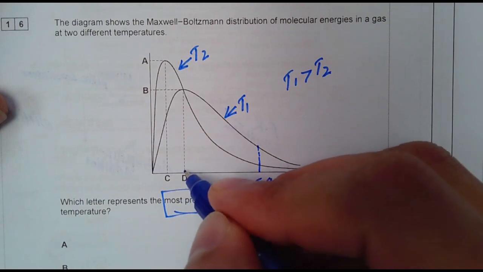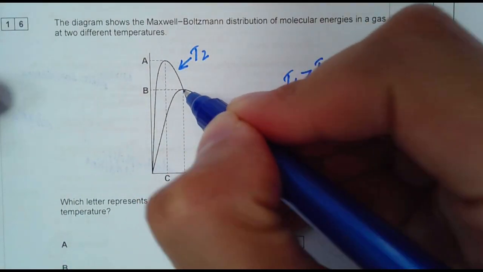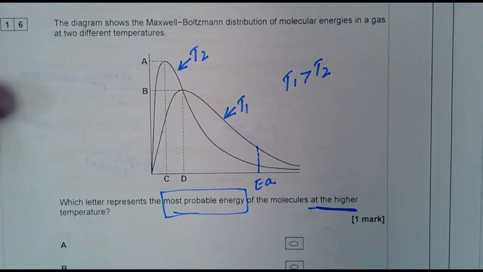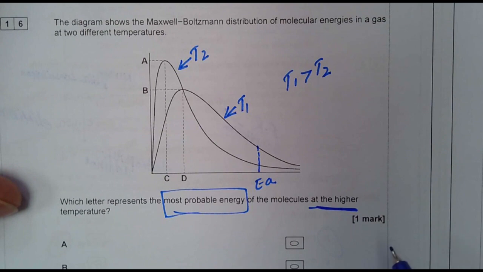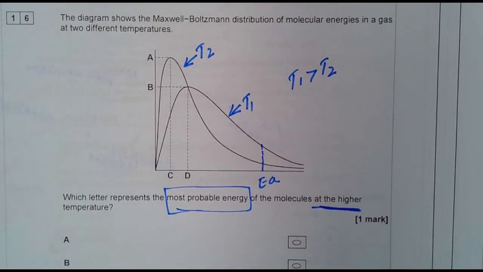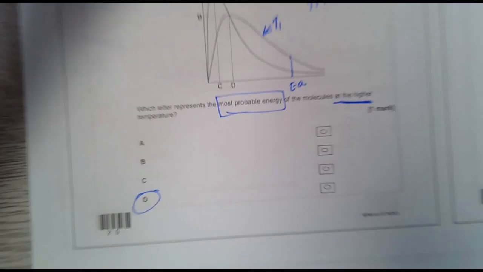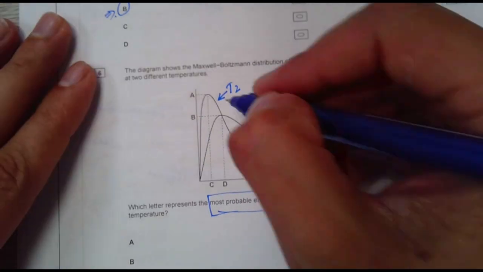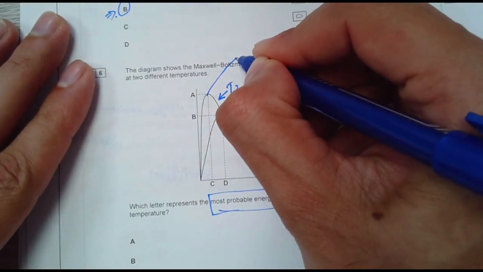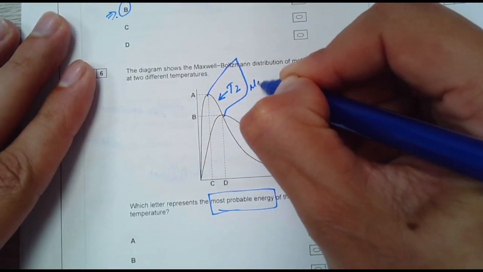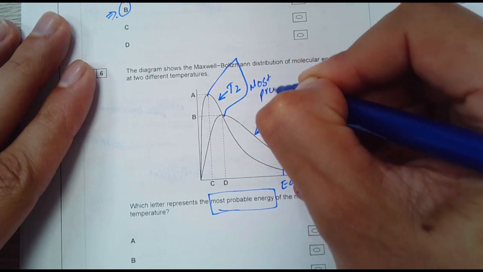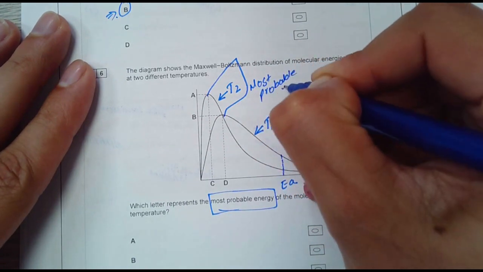So I've already worked out this is my T1, which is higher. Most probable energy is the energy that is carried by the biggest fraction of molecules. So in this case, I'll say it will be D. The answer will be D. So we can say both of these are most probable energies.